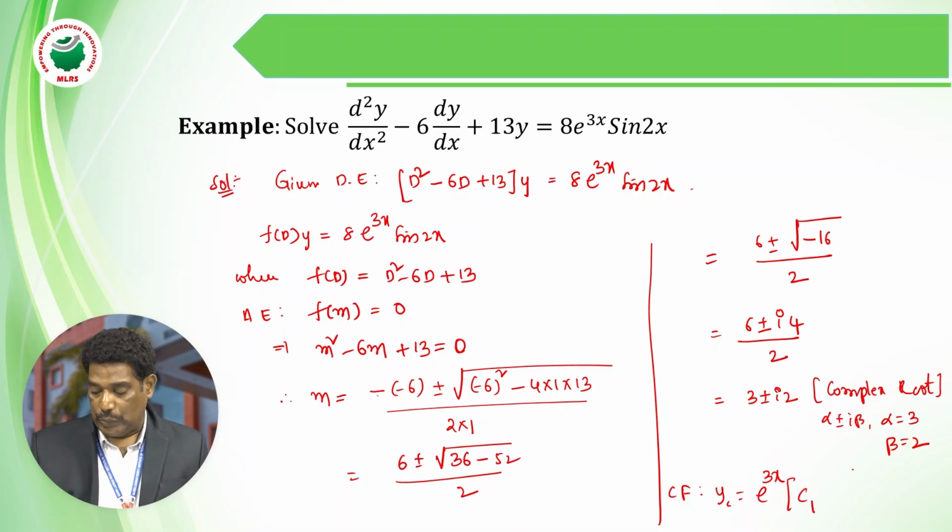What is the beta value? 2. So cos 2x plus c2 sin 2x. This is our required complementary function for the differential equation. Next, we need to find the PI, the particular integral, for the right side part of the differential equation. So in the next page, we are going to find the PI.